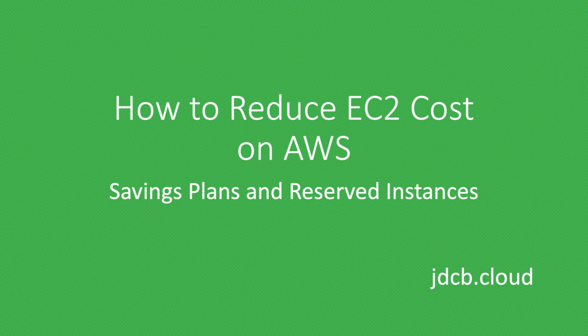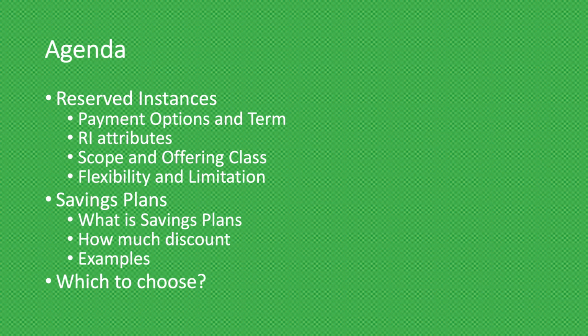Let's talk about how we can cut EC2 cost by savings plans or reserved instances. In this video we will cover 3 parts: reserved instances, including payment options and term lengths, RI attributes, scope and offering class, flexibility and limitation. Savings plans, including what is savings plans, how much discount and examples. At last part, we will cover which one is suitable for you. Okay, let's move on.